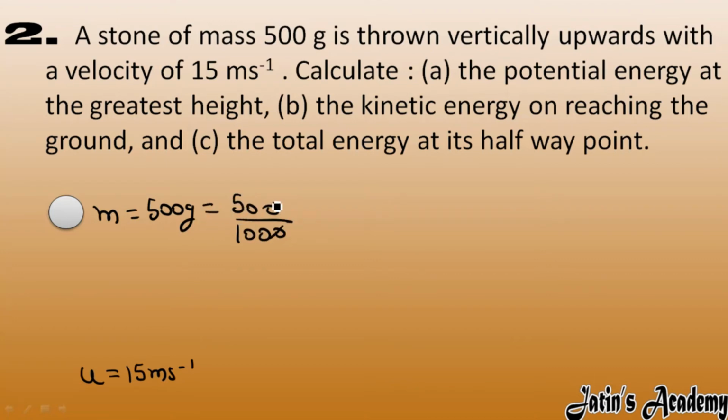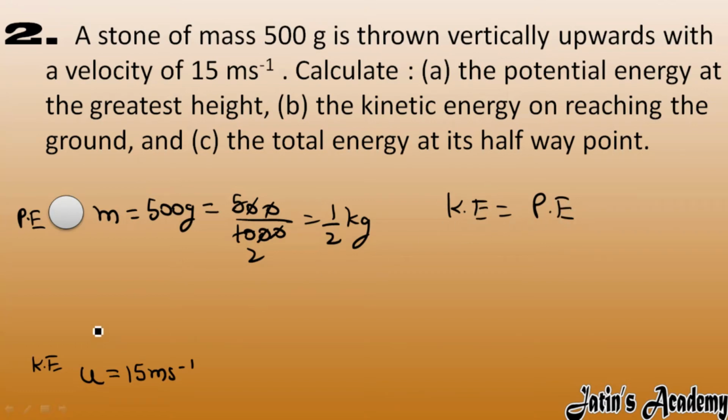So here we got it as 1 by 2 kilogram. Now they are saying calculate the potential energy at the greatest height. Carefully see, kinetic energy at this point is completely converted into potential energy when air friction is 0. It means that kinetic energy is equal to potential energy.